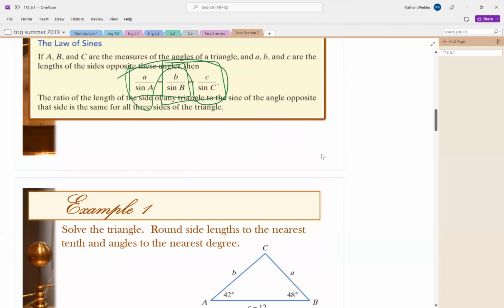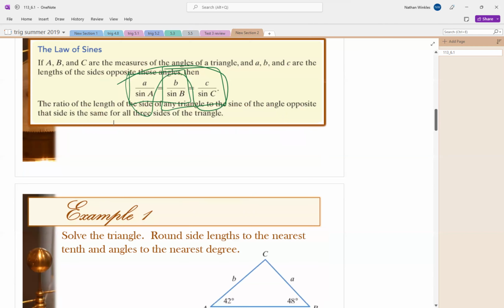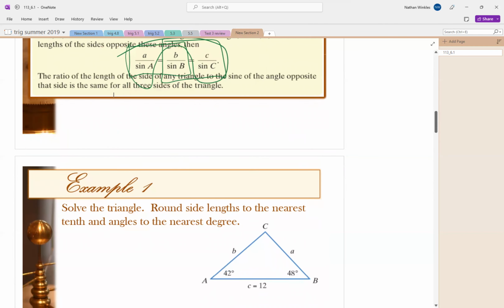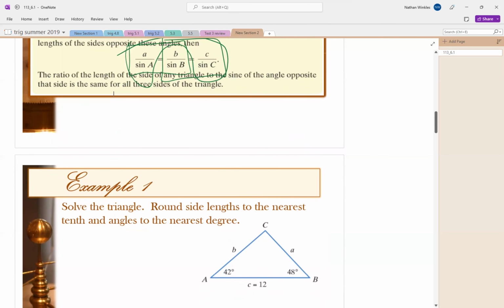So let's see what this looks like in action here. We're told to solve the triangle, rounding our side lengths to the nearest tenth and angles to the nearest degree. In this case, we have angle side angle because we know angle A, side C, and angle B. So what do we know here as an easy thing? How can we solve for something right here? Well, we can easily solve for this angle because we need another angle or another side.